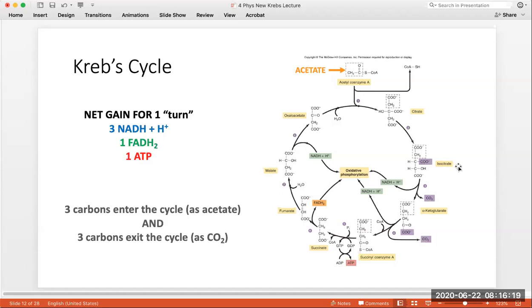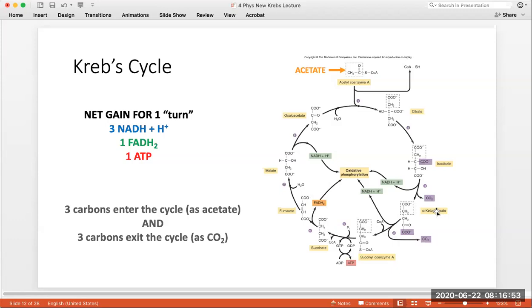In the next step, isocitrate gets converted to alpha ketoglutarate. Two things happen in this step. You lose a carbon, a CO2. So isocitrate is a 6-carbon intermediate, alpha ketoglutarate is a 5-carbon intermediate. You lose that carbon, a CO2. You also reduce one of your electron carriers, NAD plus to NADH plus H plus. So by doing those two things, that converts isocitrate to alpha ketoglutarate.